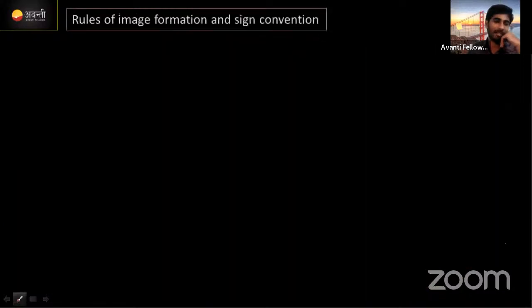Next, what will the rules be like? We need to find out the sign convention also, and for image formation there are some rules. Let's go through them. First, sign convention. Sign convention is very essential while calculating the problems of the mirror. That's why I explained it for both the convex mirror and the concave mirror.